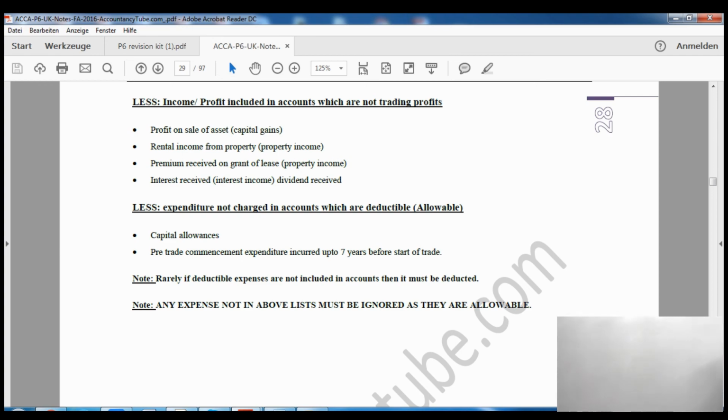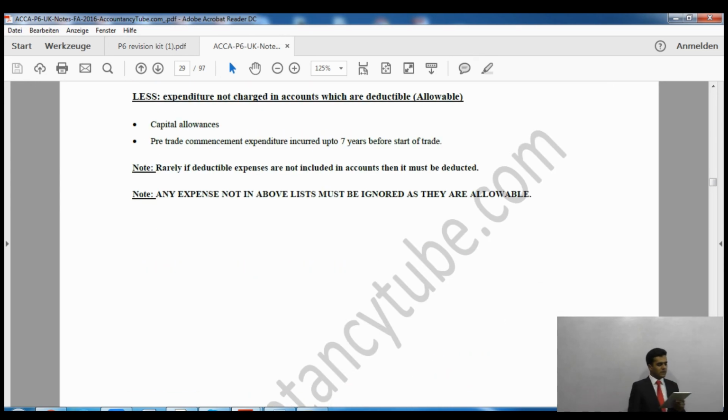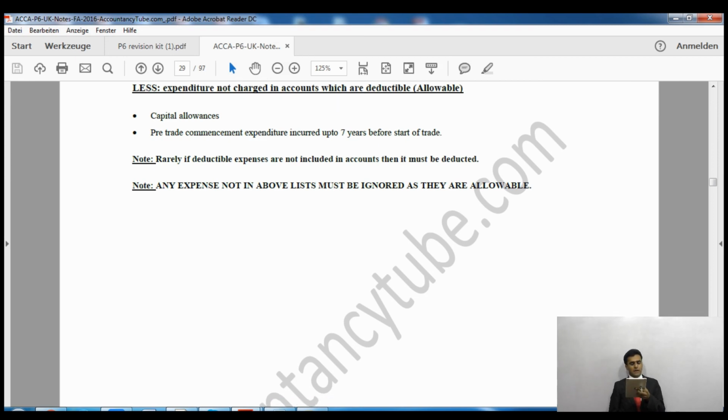And the final thing is expenditure not charged in the accounts which is deductible. Now these are the expenditure which should be deducted. The first one is capital allowances, and the second one is the pre-trade commencement expenditure up to 7 years before the start of the trade. So what happens is that when you start the trade, obviously you have started it now, but you have been working on it a few years ago. So whatever expenses you have been spending on this business, on research and something like that, up to 7 years back to the date of the start of the trade, you can deduct those expenses.